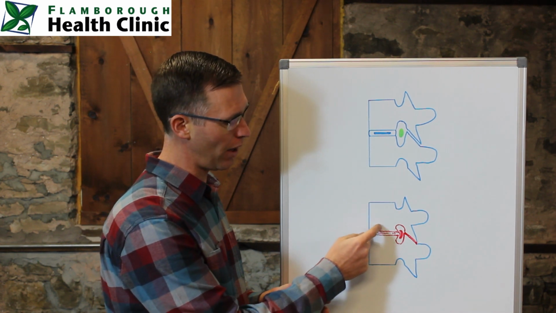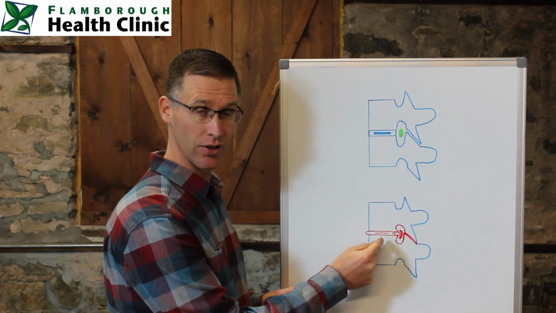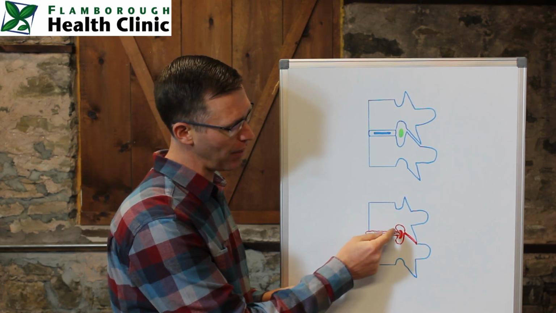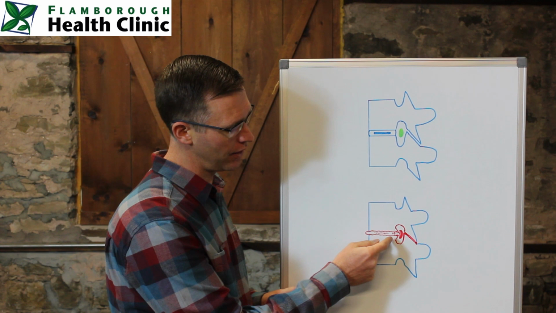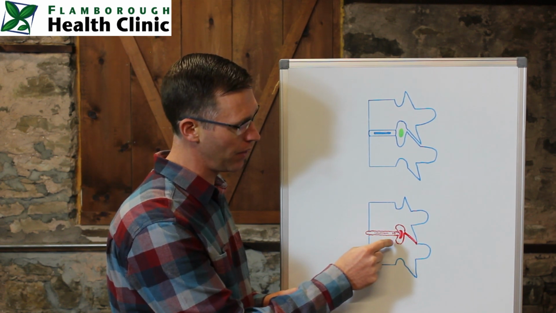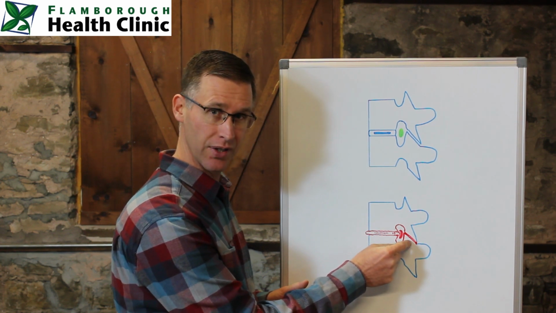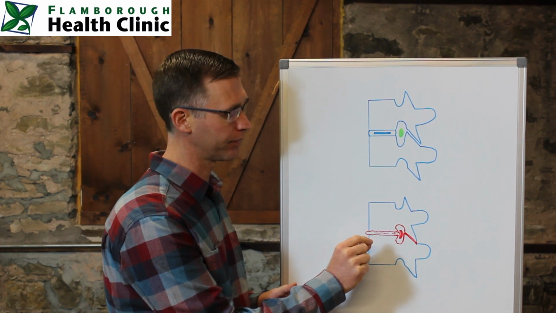The top and the bottom, or the end plates, will be irregular and jagged, not nice and smooth. You'll notice that the back of the vertebral bodies is no longer flat, but now there's bony growth called bone spurs or osteophytes that are growing. Because the disc space is narrowed, the joint space in the facet joint will also be smaller.